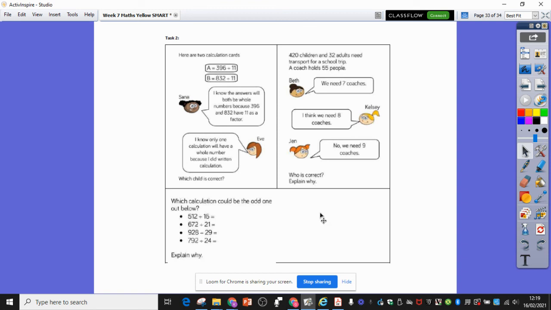Now, remember, yellow group, I only want you to do task 2 if you feel completely confident with task 1. If you're not so sure about task 1, just complete all 6 questions and show me that you understand at the end of the lesson. If you are confident, have a go at these. So, yellow group, once you've done all that, I want you to mark your answers, of course, and then send them in to your class teacher at the end of the day.